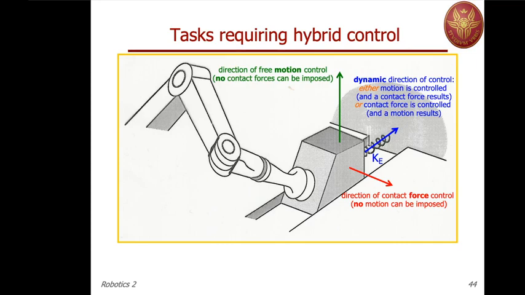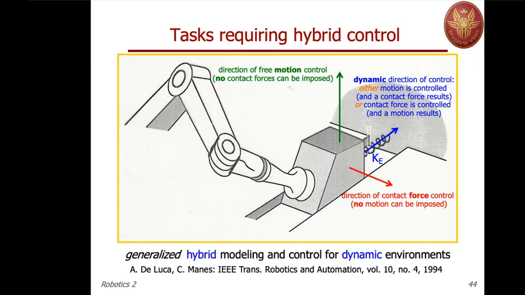So in fact, there are 3 types with 3 different colors by which hybrid tasks can be modeled and controlled when we have some dynamics of the environment. And we call this a generalized hybrid modeling structure. So there are 3 sets of possible directions in a given task frame.